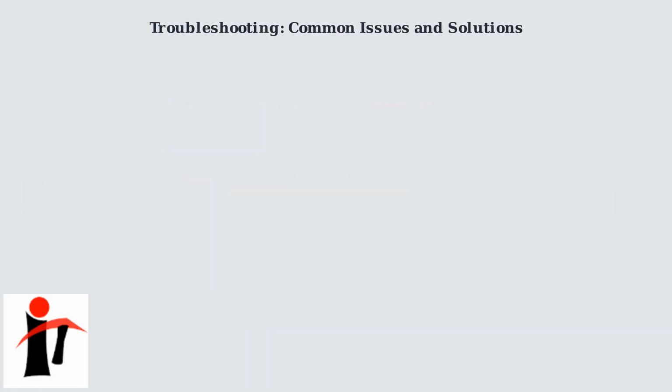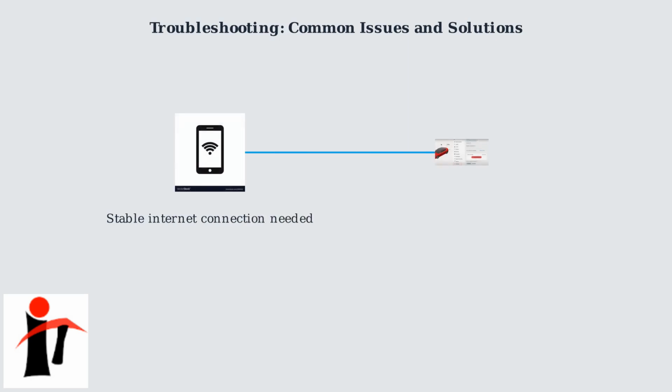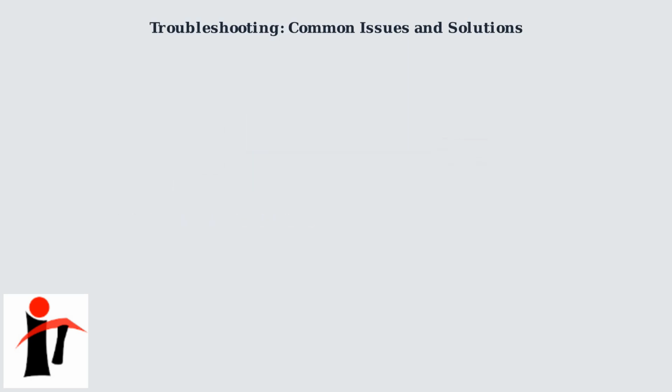Having trouble with route sharing? Let's troubleshoot some common issues. First, ensure both your phone and Tesla have a stable internet connection. Route sharing requires data connectivity to sync properly. Offline routes may not sync correctly. For best results, use online navigation with real-time data.